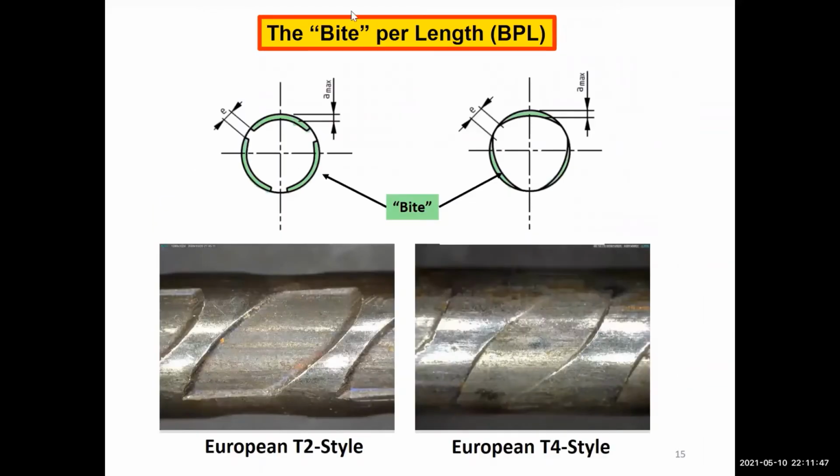A new parameter that my colleague Bob Peterman proposed recently is the bite per length. We're investigating this as a precursor to the splitting characteristics, and it is kind of a measure of the projected area of the indent divided by the pitch distance. And down below you see a couple of the typical kinds of indents: the crisper ones, European T2 style, and then the European T4 style, which is a more tapered indent characteristic, like you see in the figure here.